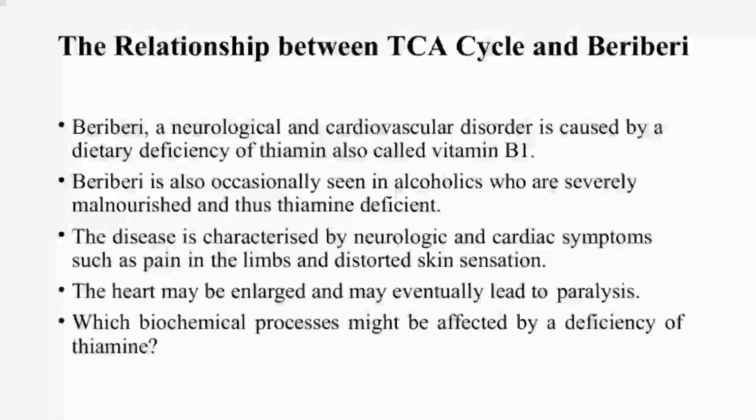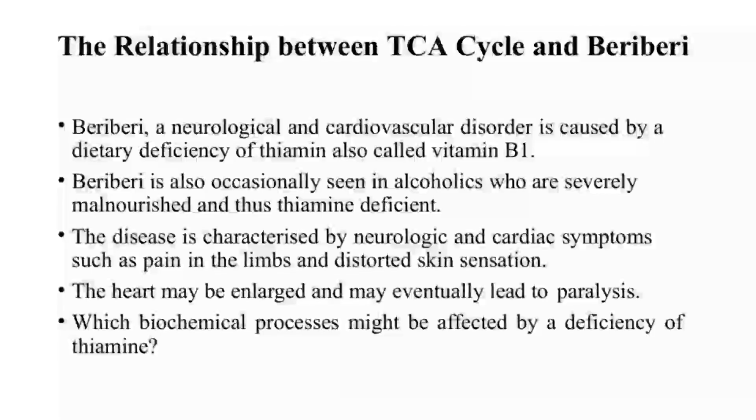Now, thinking about what's happening at the biochemical level, a deficiency in thiamine impacts several key processes, especially within the TCA cycle or the Krebs cycle. Since thiamine is a coenzyme for enzymes like pyruvate dehydrogenase and alpha-ketoglutarate dehydrogenase, its deficiency hampers the cycle's efficiency. This disruption affects how our cells produce energy, particularly in tissues with high energy demands like the nervous system and the heart. So, the connection between the TCA cycle and beriberi is fundamental.